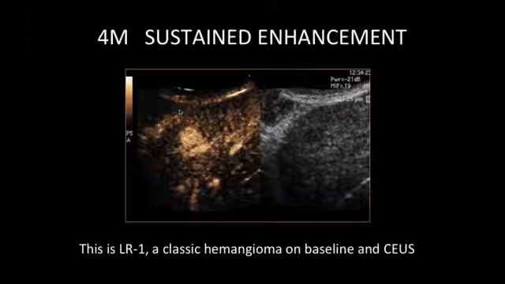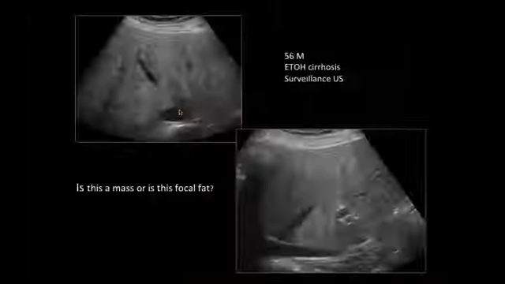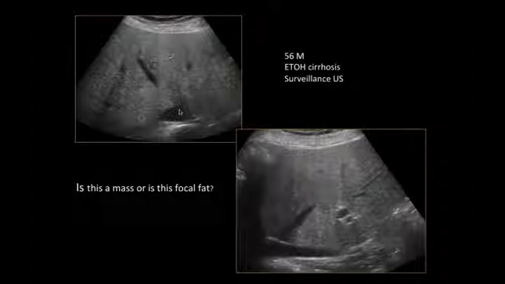So now we've looked at LR1. So what is our next category? Well, this is a probably benign category, and it has very strict regulations. So is there a probably benign lesion? The criteria for this is that it has to be a distinct nodule less than 10 millimeters in diameter. It has to be isoenhancing in all phases. And so this is what we would traditionally have called a regenerative nodule.